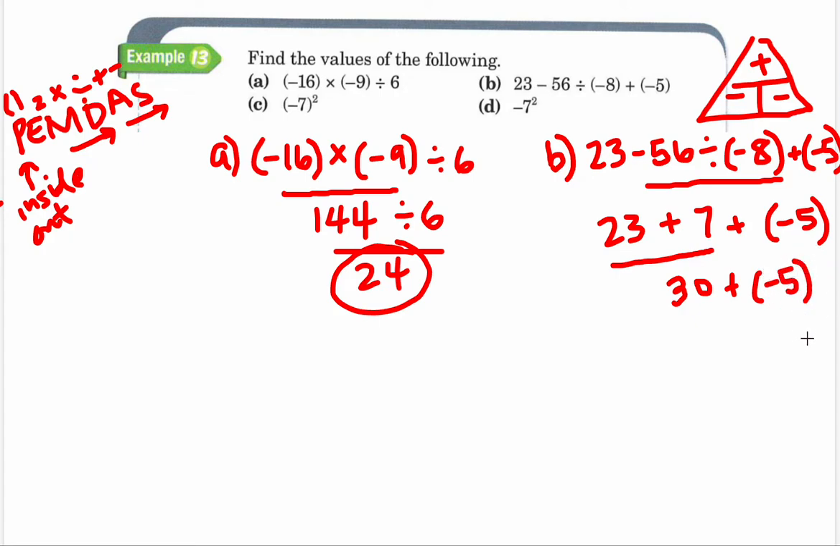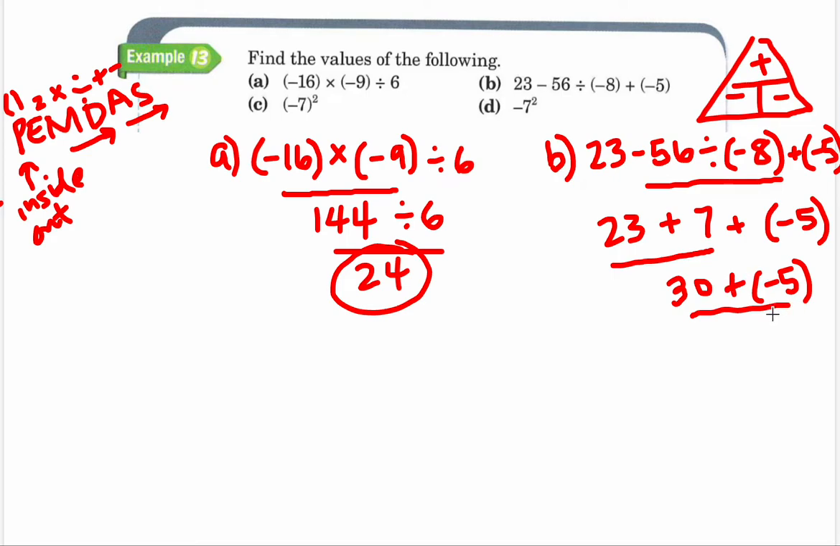This is very important because sometimes people do stuff in their heads and then they end up getting the wrong answer, or they end up not following order of operations because they're jumbling it all up in their head. So it's very important for you to do one step at a time. Last step is just to add 30 to negative 5. I have a positive and a negative that are being added to each other.